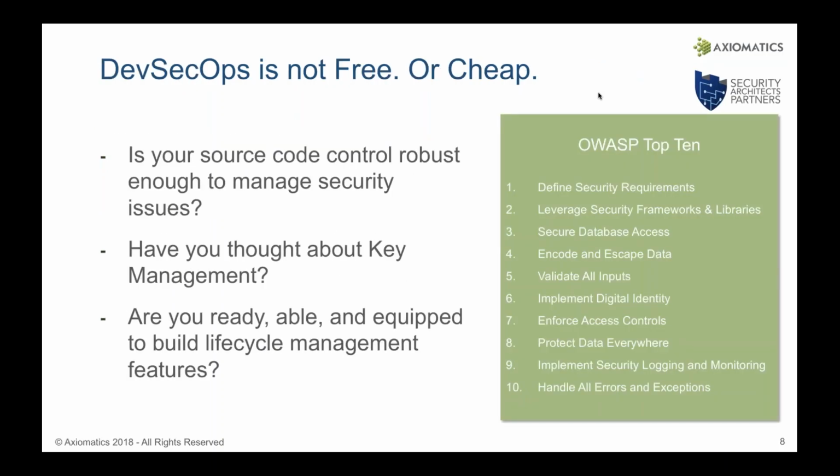Right, and so the point here is, back to the topic that we talked about on the first slide, if your core business isn't security, should you really be developing security capability? If you look at the OWASP top 10 list, defining requirements all the way down to handling all errors and exceptions, these are the top 10 things that organizations should be doing to harden their code.